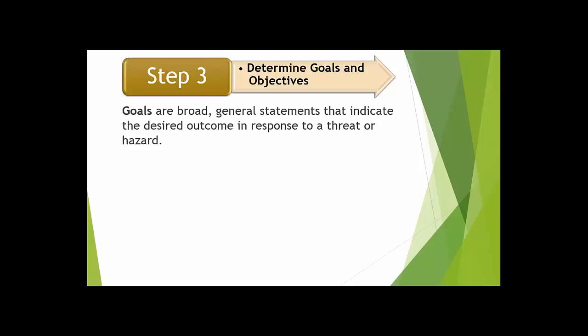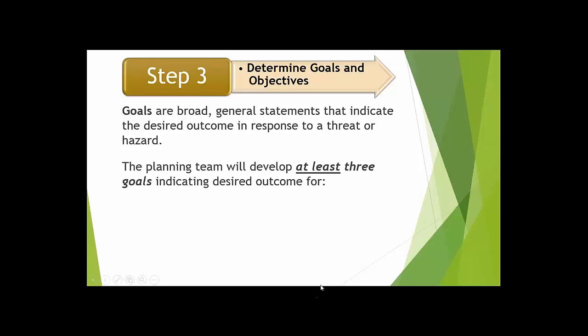This is a reminder that goals are broad general statements that indicate desired outcomes in response to a threat or hazard, which you identified in step 2 of the planning process. They're what personnel and other resources are supposed to achieve, and they also help identify when major activities are complete and what defines a successful outcome. Goals should be developed for before, during, and after a threat or hazard.